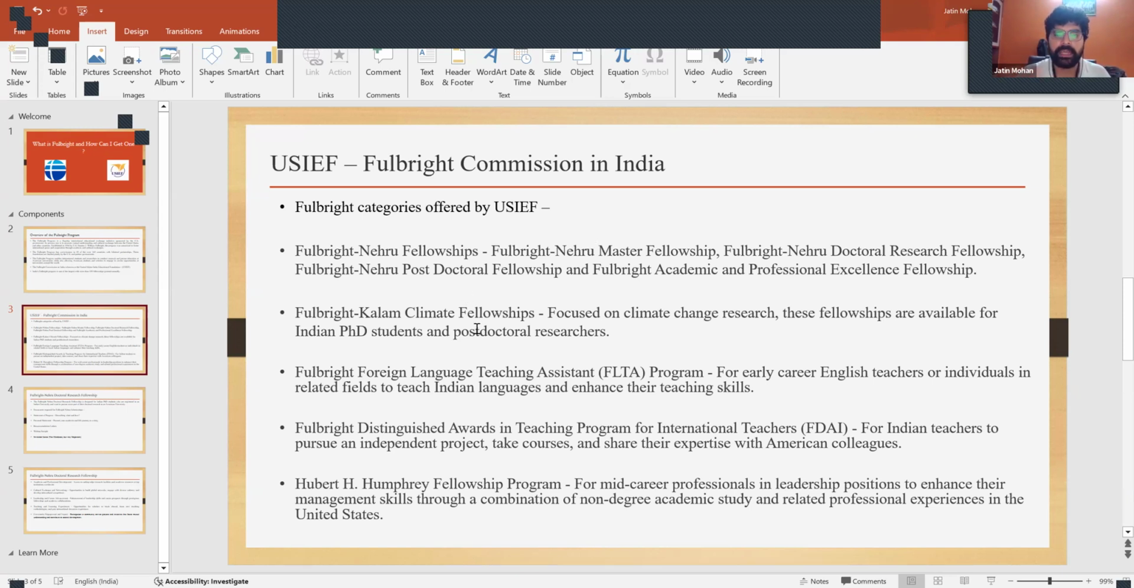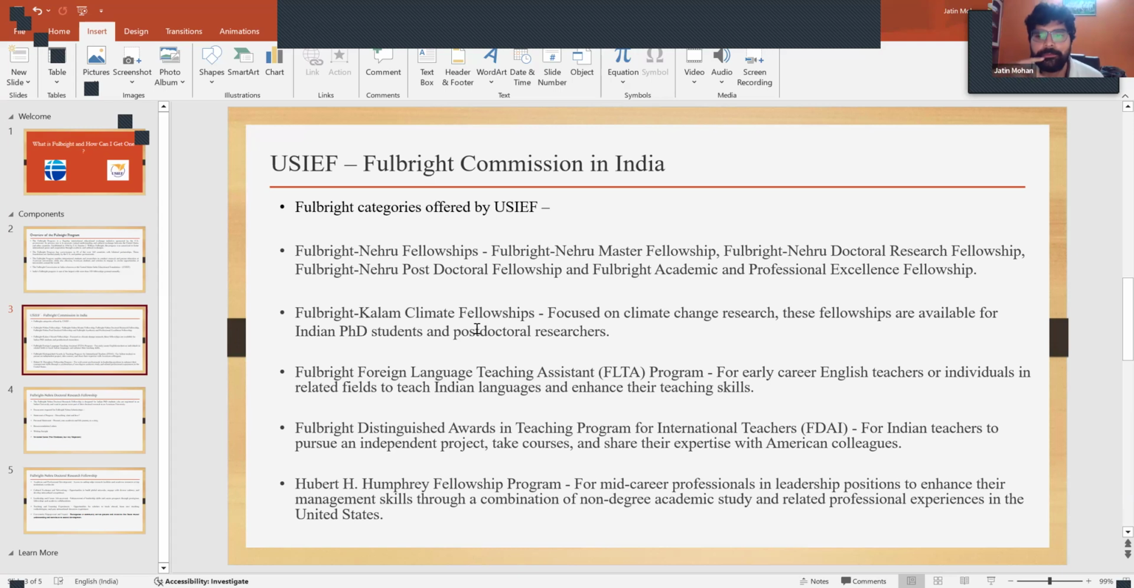Now the other category is the Fulbright Kalam Climate Fellowship, which is focused on climate change research. If you are a young researcher focusing on climate change and your research is around that area, even in the postdoctoral or PhD stage, you can apply for this fellowship. And there is the Fulbright Foreign Language Teaching Assistantship for early English teachers who are interested in teaching Indian languages in the US.